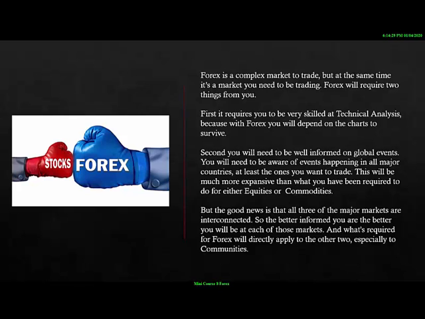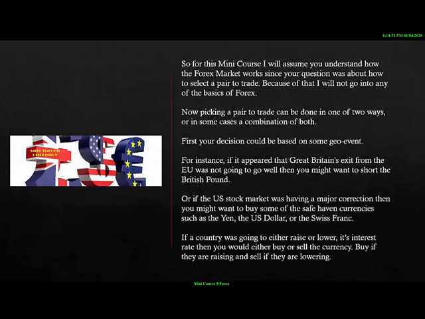You would need to be aware of events happening in all major countries, at least the ones you want to trade. And this will be much more expansive than what you have been required to do for either equities or commodities. But the good news is that all three of the major markets are interconnected. So the better informed you are, the better you will be at each of those markets. And what's required for Forex will directly apply to the other two, especially to commodities.